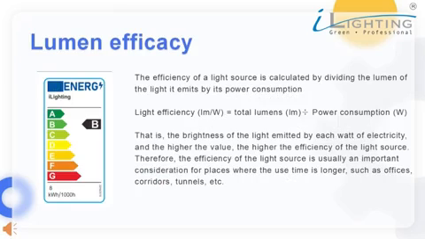Lumen efficacy. The efficiency of a light source is calculated by dividing the lumen of the light it emits by its power consumption. Light efficiency, lm/W, equals total lumens, lm, divided by power consumption, W, that is, the brightness of the light emitted by each watt of electricity, and the higher the value, the higher the efficiency of the light source. Therefore, the efficiency of the light source is usually an important consideration for places where the use time is longer, such as offices, corridors, tunnels, etc.